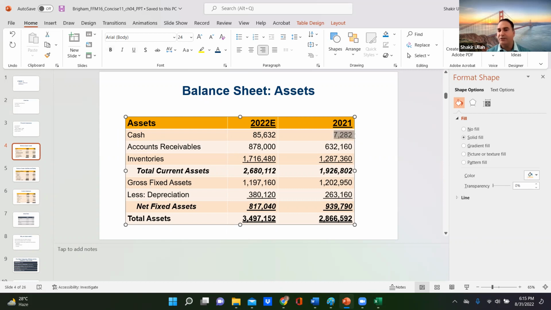Look at the last year's number. We had only $7,282 in cash. Well, that is a very small amount of cash for a business that has total assets of almost 2.87 million. If you have that much of a business and you're holding only 7,000 in cash, probably there is some issue and you'll have to bump up your cash amount. Anyway, we're going to look into that in a minute. But right now, in 2022, we increased our cash to 85,000, which is good.